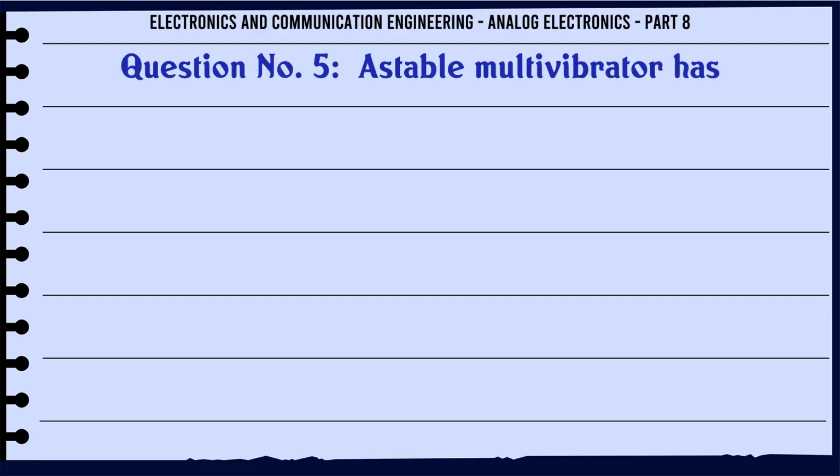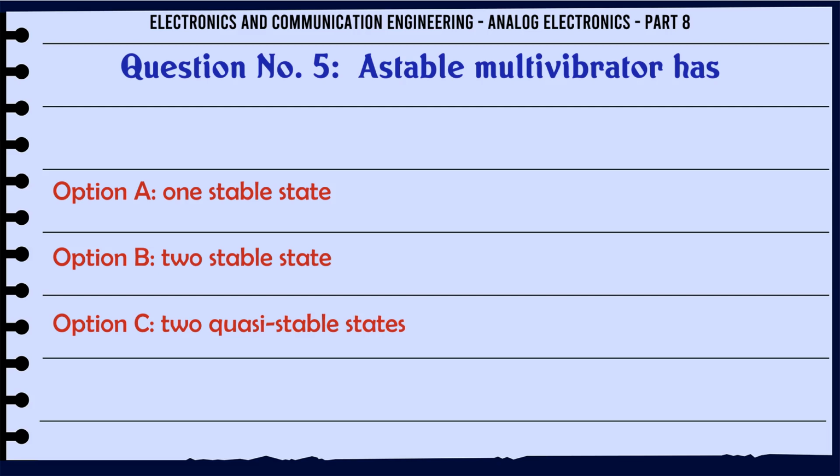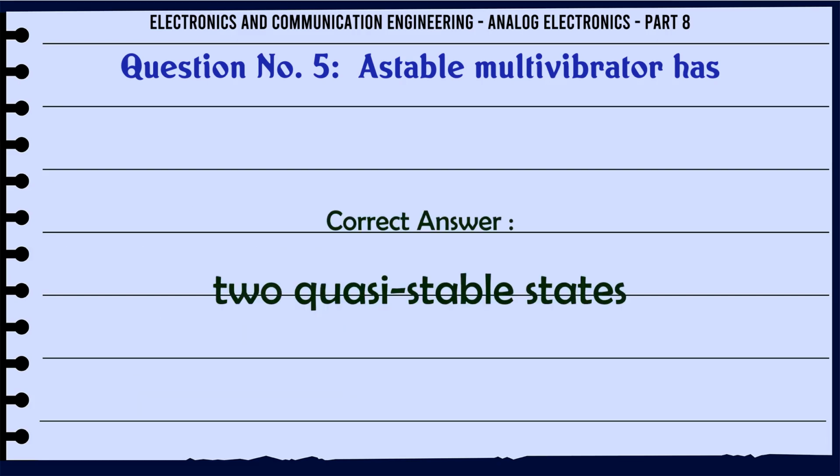Astable multivibrator has: A, 1 stable state. B, 2 stable states. C, 2 quasi-stable states. D, 1 quasi-stable state. The correct answer is 2 quasi-stable states.